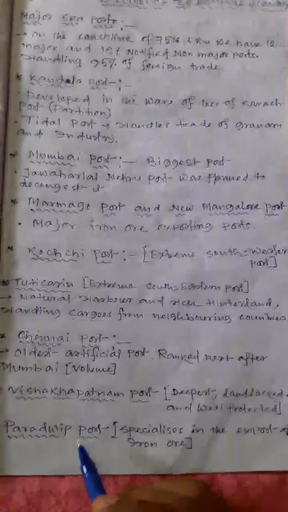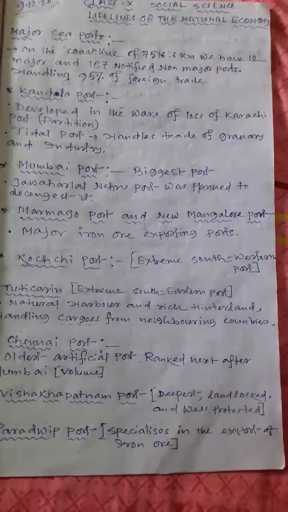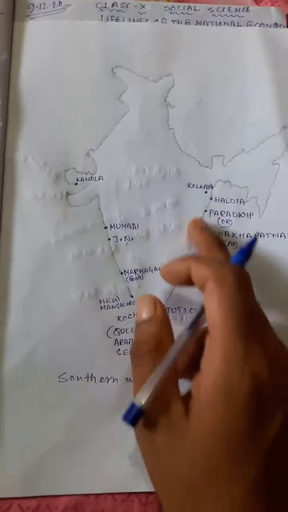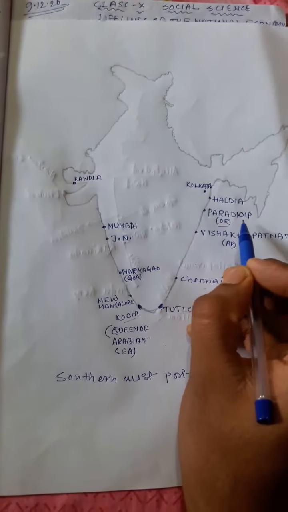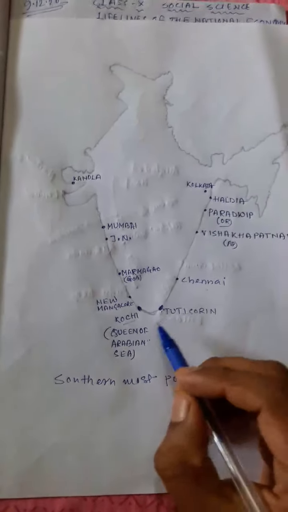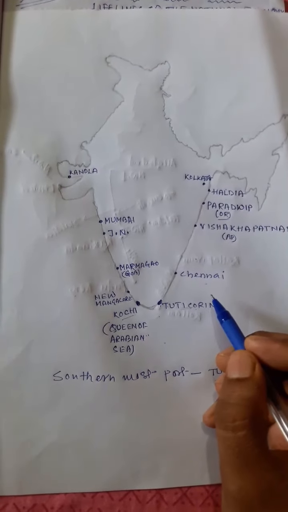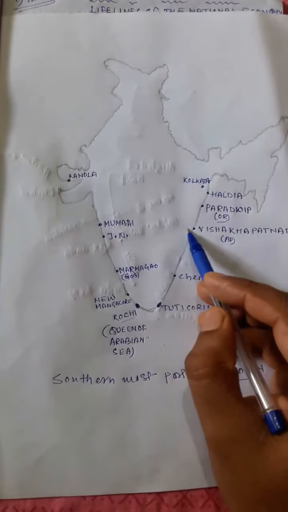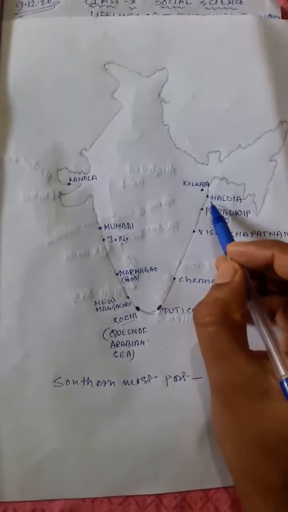Now next one is your Paradip Port, which specializes in the export of iron ores. Now students, we know that here we have major iron ore industries. So this Paradip Port is used for exporting iron ores from one country to another country. So in the eastern coast areas we have Tuticorin Port, Chennai, Visakhapatnam and Paradip. Remaining two are Haldia and Kolkata.